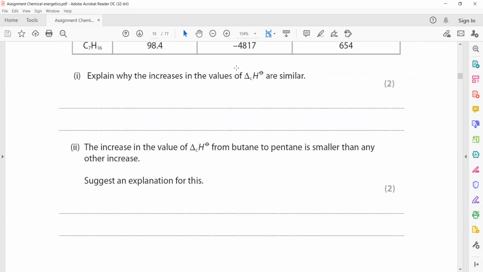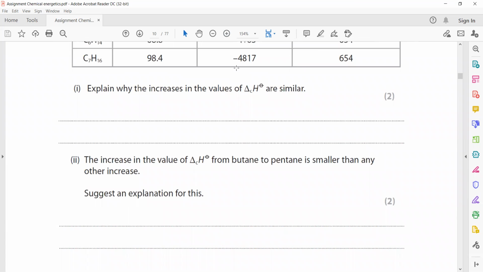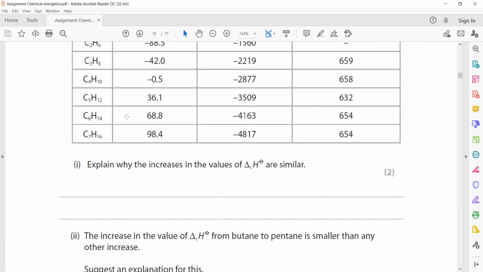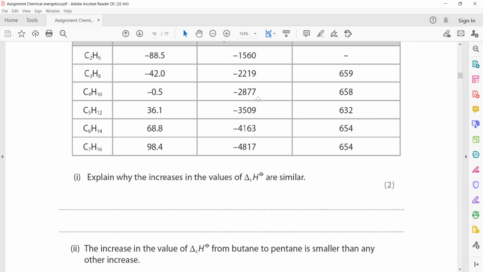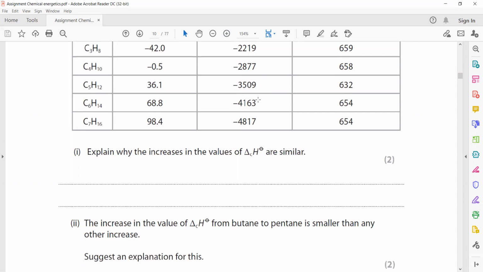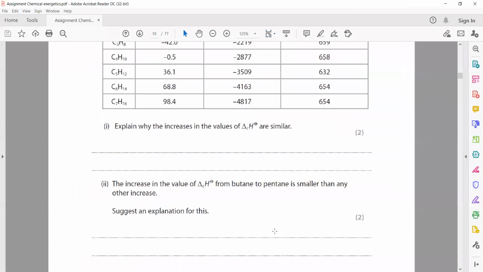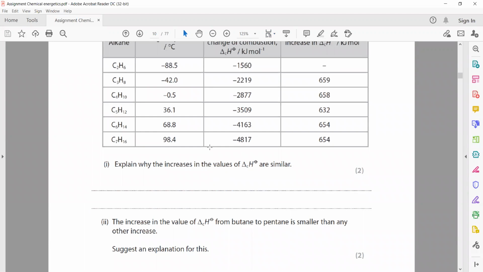The increase in the value of enthalpy change of combustion for butane to pentane is smaller than any other increase. So when we check butane to pentane, it is relatively smaller. What could be the reason for that? The main reason, when you work out the state, is that normally the first four members are in a gaseous state. So why do we find this difference here?